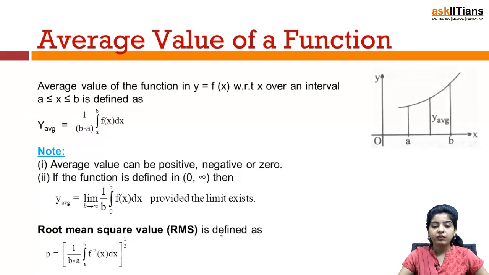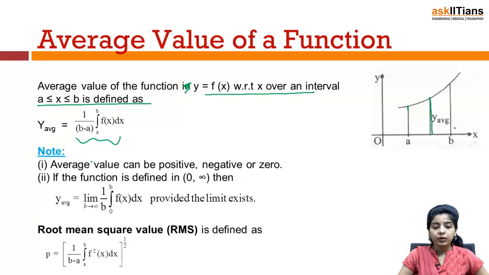Next we have average value of a function. Average value of the function y equal to f(x) with respect to x over an interval a to b is defined as 1 by (b minus a) integral a to b f(x) dx. This is the axis that we have. This is ordinate a, b, and y average would be here, right?